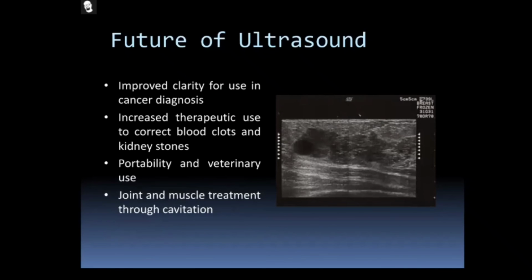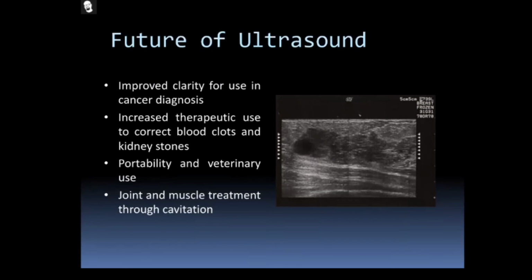And then the future of ultrasound: improved clarity for use in cancer diagnosis. Of course, especially for cancer diagnosis, the very important thing is bigger clarity. I am talking about bigger clarity images. And then increased therapeutic use to correct blood clots and kidney stones. Initially this ultrasound was invented for therapeutic purposes, as I already told you. Nowadays, they are trying to use it for breaking stones and correcting blood clots and everything.